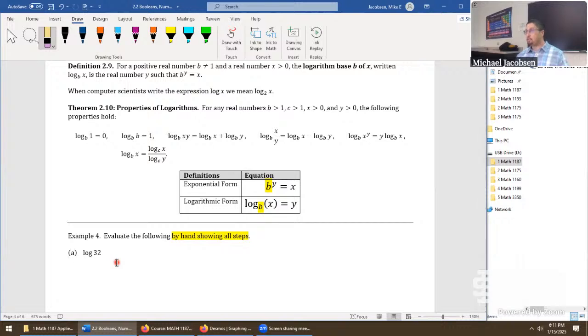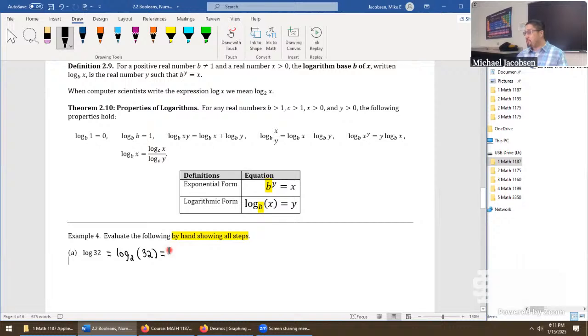It would be base 2, absolutely, because the major concepts and applications that we're going towards are in computer science. And in computer science, the convention is that log x is meant to be log base 2 of x. So if this is log 32, we interpret this thing to be log base 2 of 32.